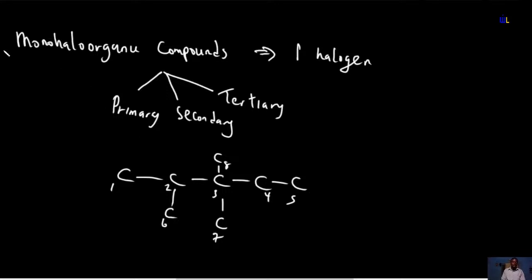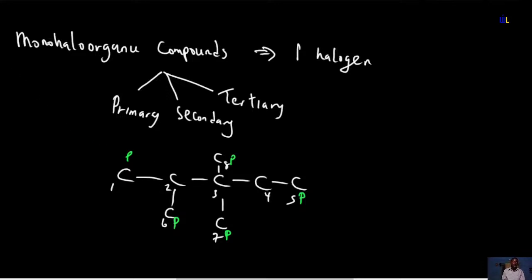So if we are to indicate them, this is primary, this is primary, this is primary, this is primary, this is primary. Why is it primary? Because it is at the last carbon atom in the chain, and secondly, it is directly attached to just one carbon atom. So you have that.